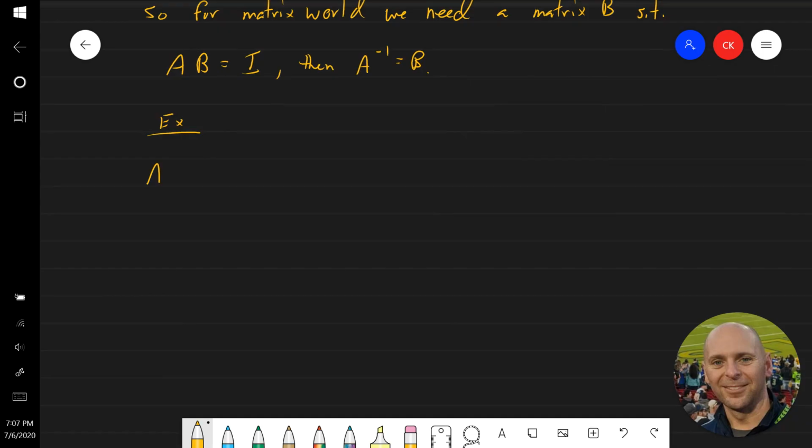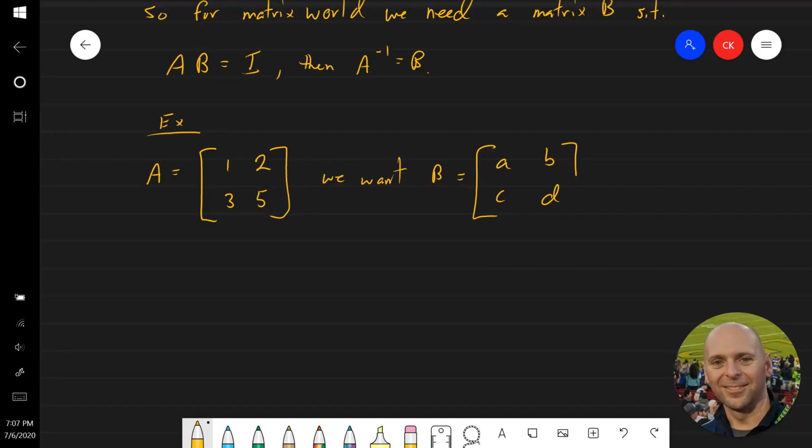So let's take A to be equal to the following 2 by 2 matrix, 1, 2, 3, 5. And again, we want a matrix B that we don't know, and I'll just use A, B, C, and D to represent what numbers are going to be in there. We don't know what that is, but we want to multiply those two matrices together and get the identity matrix I.